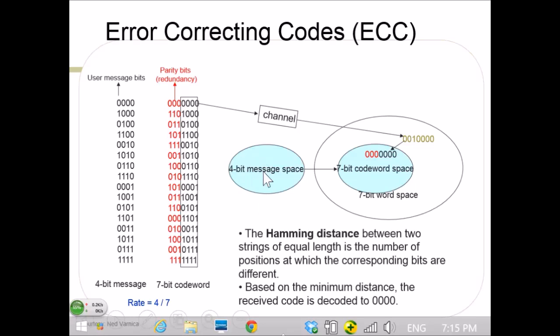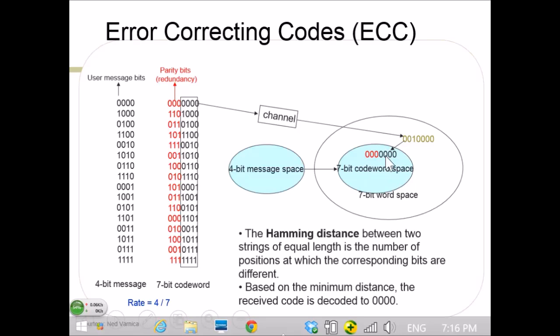Now what happens is, say for instance we transmitted the all zero code word, but what if we received another word here? This 001 is not a valid code word, so you know for sure that there is an error. What you do is compute the Hamming distance between the received code word and all the possible code words. After computing the Hamming distance, you select the code word which has the minimum Hamming distance.